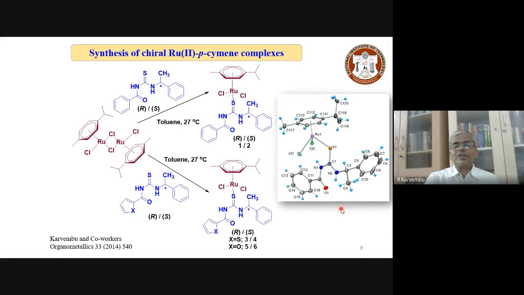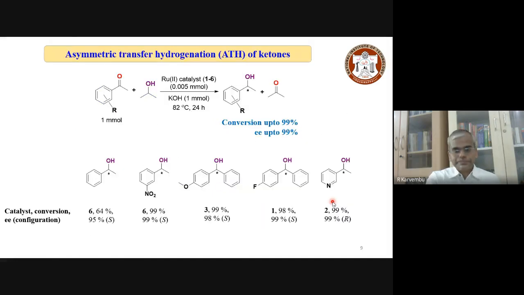This structure is called a piano stool structure. You see that now this is like a stool. This is the seat of the stool. You have 3 legs here. 2 legs are occupied by 2 chlorine ligands, and the third leg is occupied by the sulfur donor of the acyl thiourea ligand. So the structure looks like a stool, so it is called a piano stool complex.